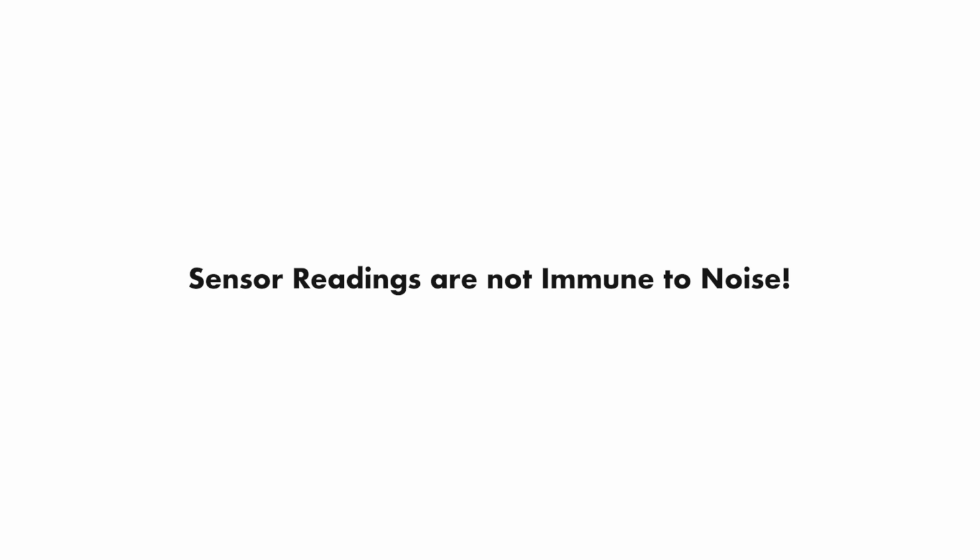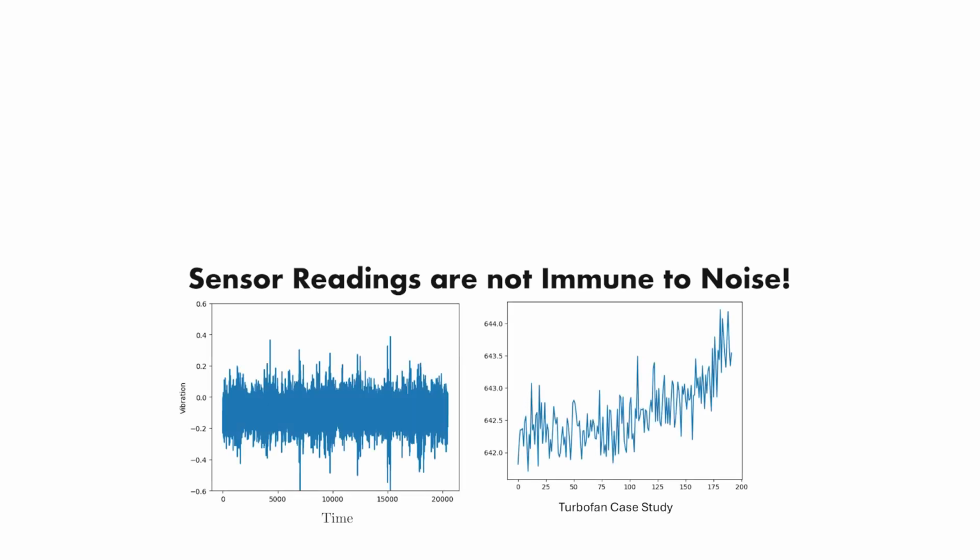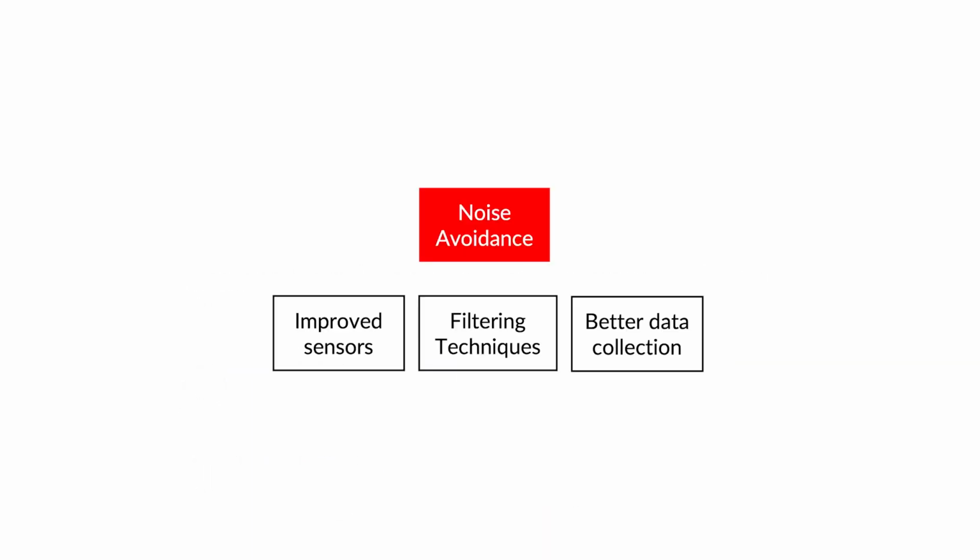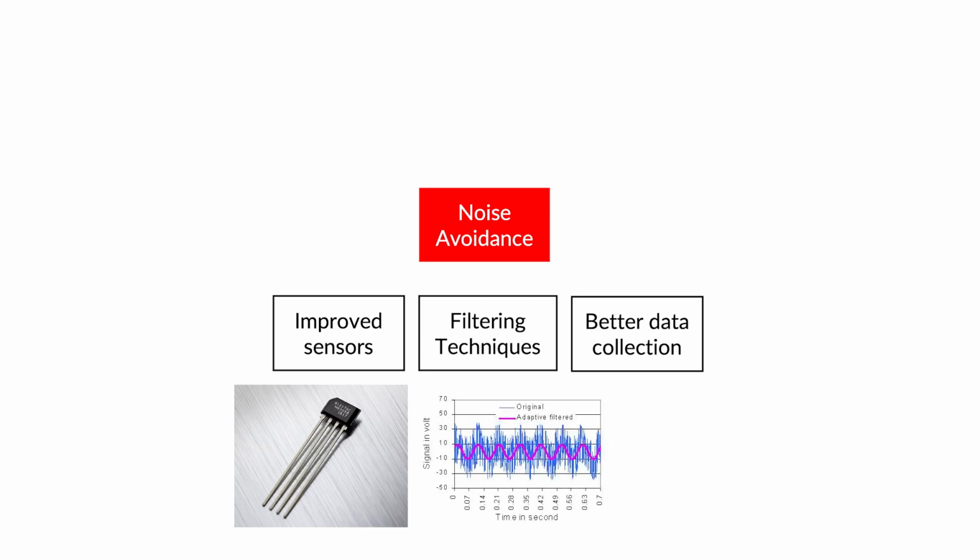In terms of noise, in predictive maintenance, sensor measurements are not immune to noise, which means that sensor readings can include errors that do not accurately represent true values. Addressing this issue involves, for example, improving the sensors itself, implementing filtering techniques of noise, and ensuring robust data collection practices.